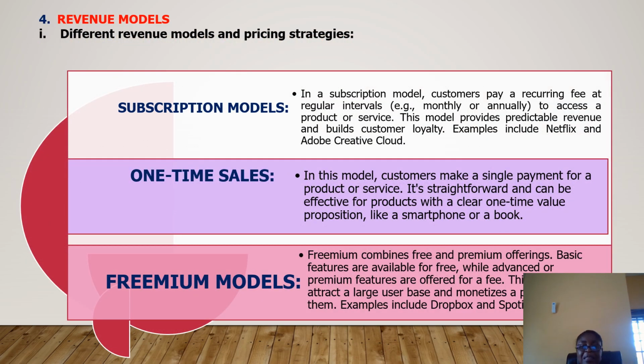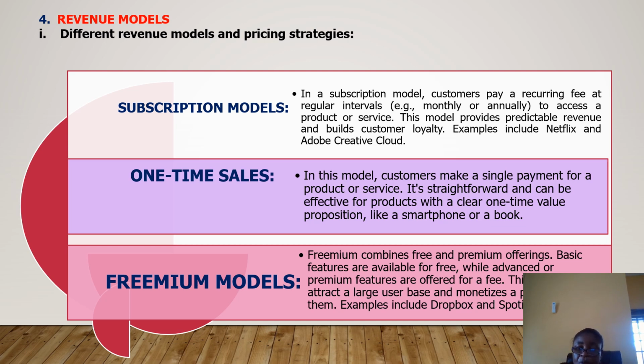The fourth canvas here is revenue models. There are different revenue models and pricing strategies, but we are going to take just these three. Here we have subscription models. In subscription models, customers pay a recurring fee at regular intervals. It may be monthly, weekly, or annually, and so on, based on their terms of agreement, what they want to do. They do this to access products or services.